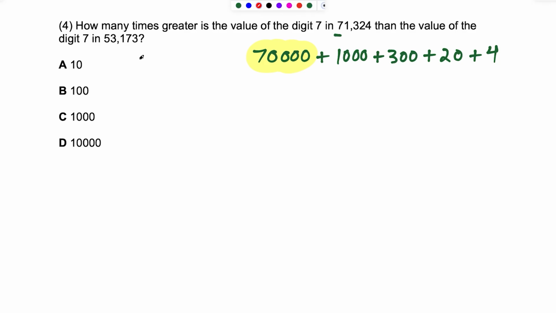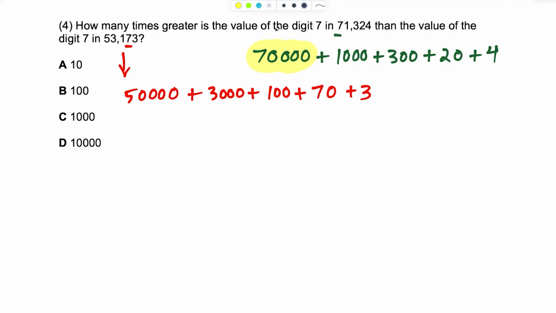And now we move on to the second number here. So if I write this number in expanded form, we have a 5 in the 10,000s place, so that's equal to 50,000. So we have 50,000 plus we have a 3 in the thousands place, so that's 3,000, plus a 1 in the hundreds place, so that's plus 100, plus the 7 is in the tens place, so that would be equal to 70, and then we have plus 3 at the end. So the value of the digit 7 in the second number is equal to 70.